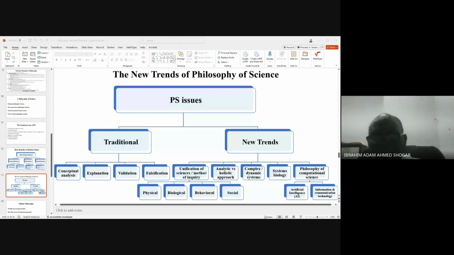And then they bring the concept of holistic and analytic approaches. That is two different approaches. And then number three, complex and dynamic systems. This is also new. Systems biology is new. Philosophy of computational sciences is also new. Earlier, they did not have this. Right now, we have issues of information technology and also artificial intelligence. So all these are the new trends. If you are teaching philosophy of science, do not only focus on the old issues like conceptual analysis or explanation. These are still available, but you need to add the new issues. I'll go to the next slide.